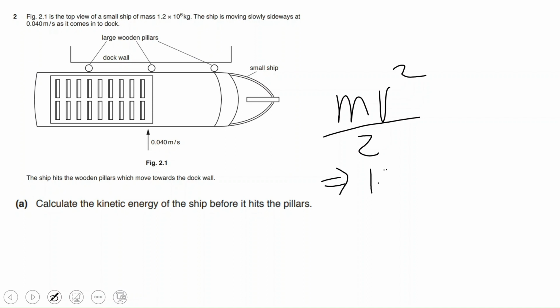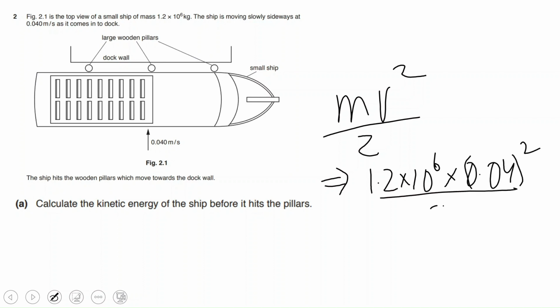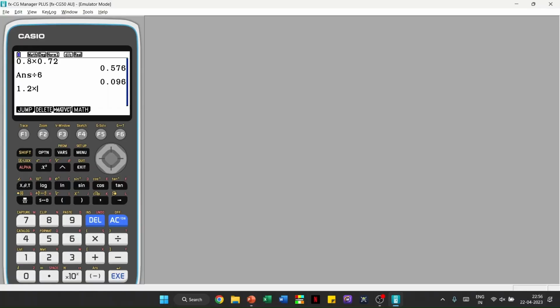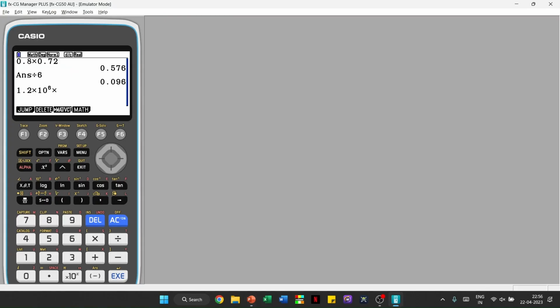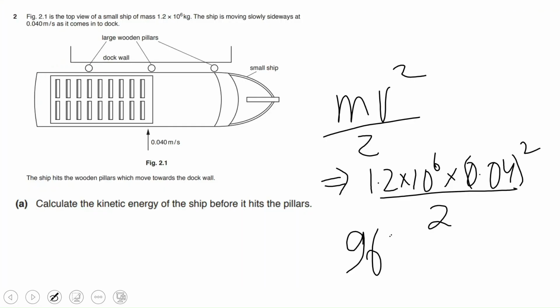Mass we know is 1.2 times 10 to the power 6. Velocity is 0.04. So we just square this and then we divide it by 2. So 1.2 times 10 to the power 6 into 0.04 squared, and then into 0.5. 960 is the answer. So 960 joules is the unit for energy.